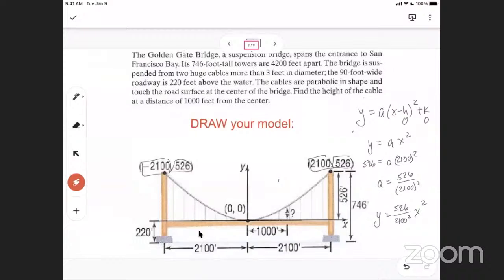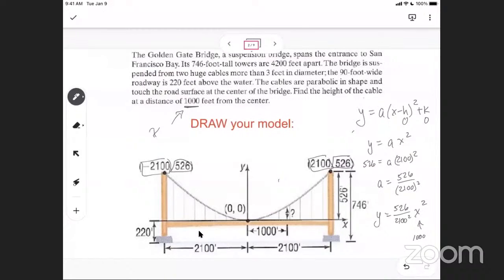Yes. Okay. So the next question says, find the height of the cable at a distance 100 feet. So this is your x. I'm sorry, 1,000 feet. I said 100. So I plug in 1,000 now for x. And I solve that equation for y. And that will give me the height. So 1,000 squared is on the top, 2,100 squared is on the bottom.